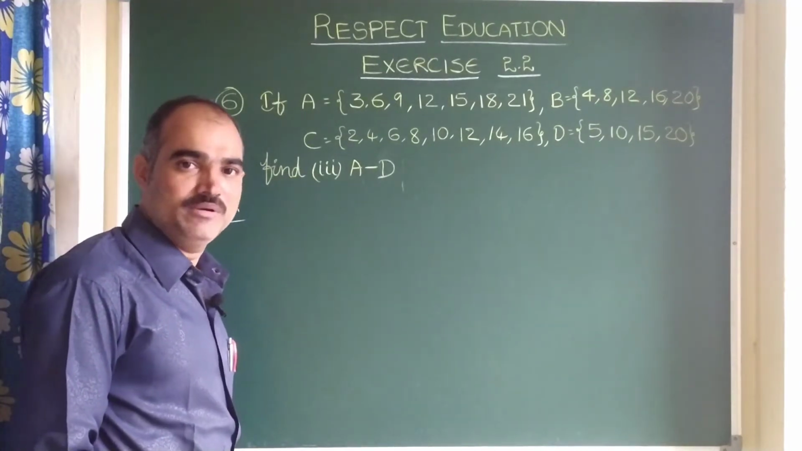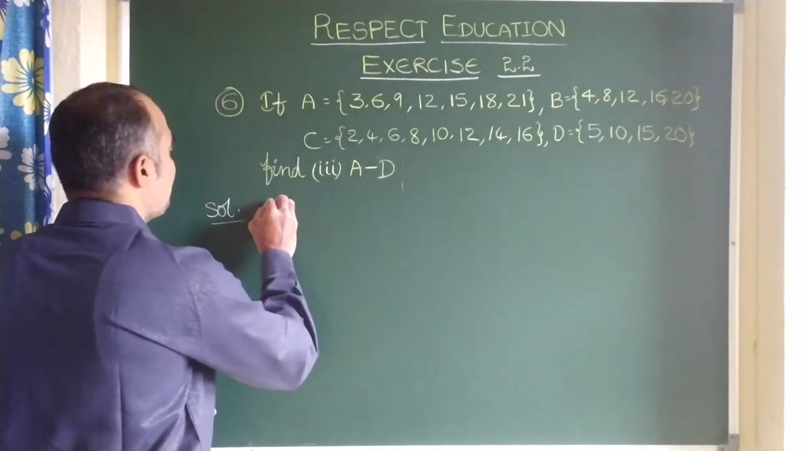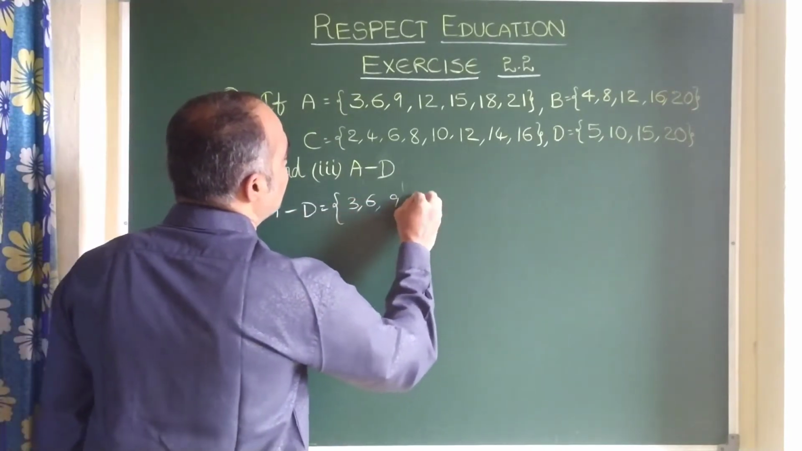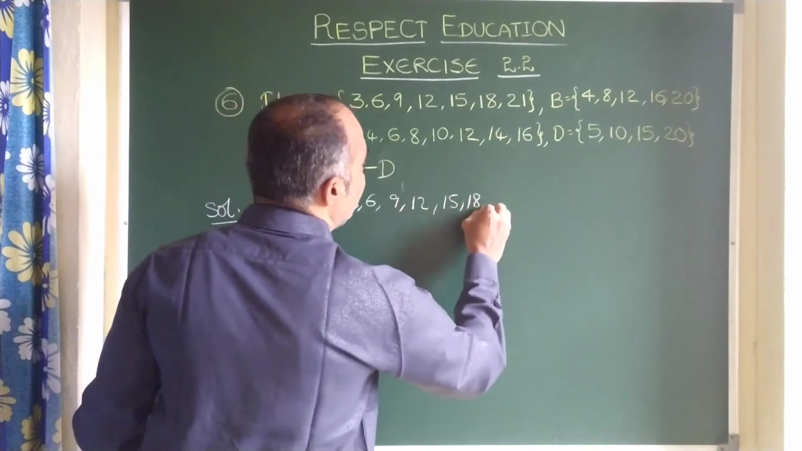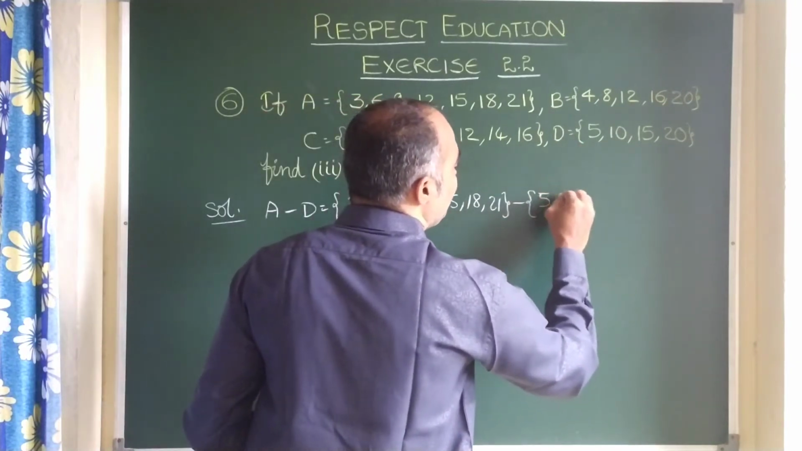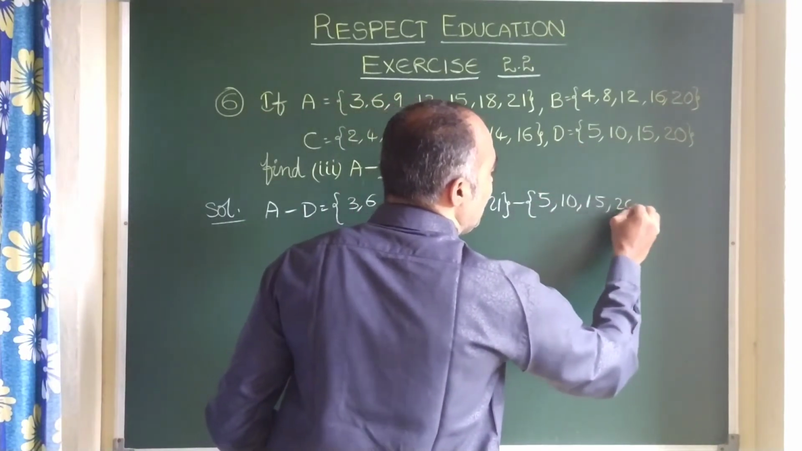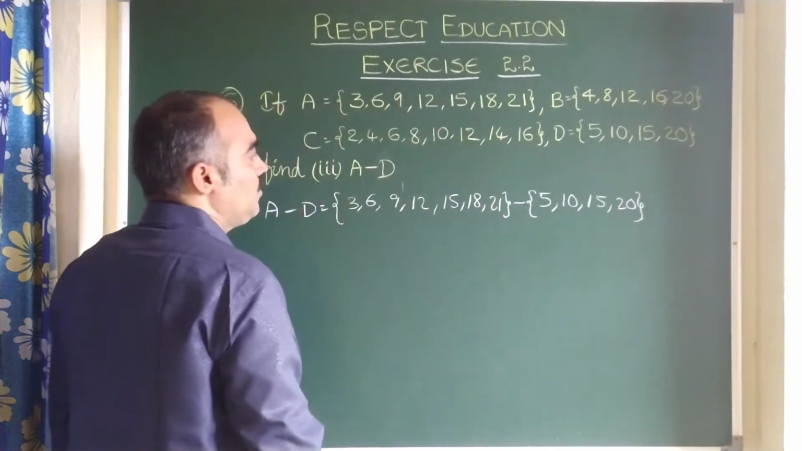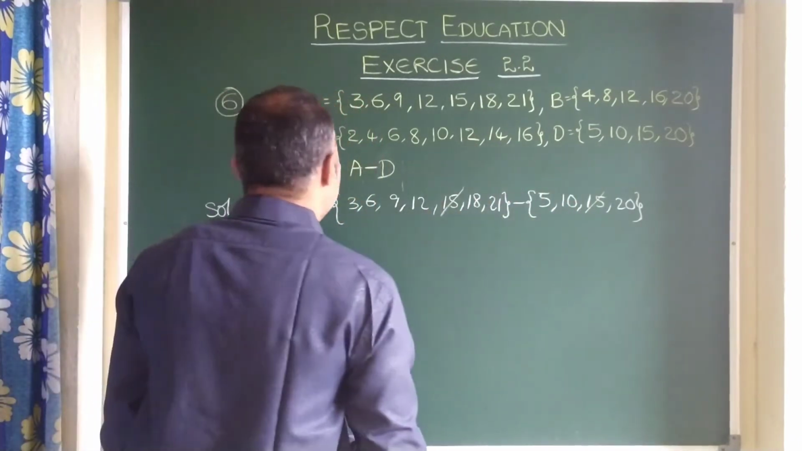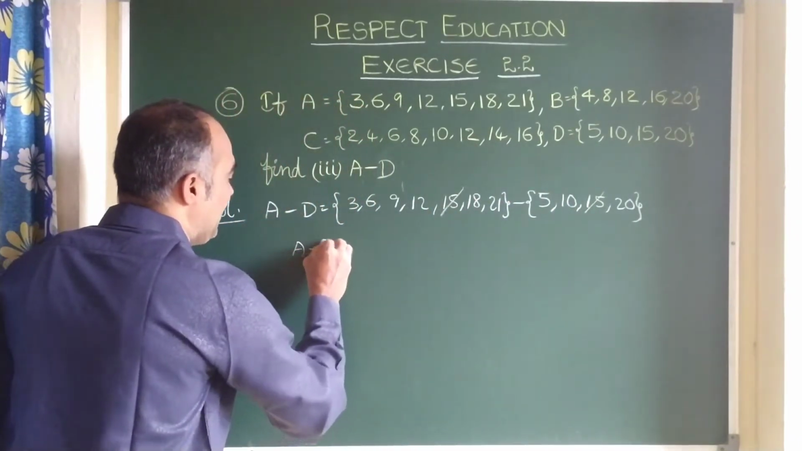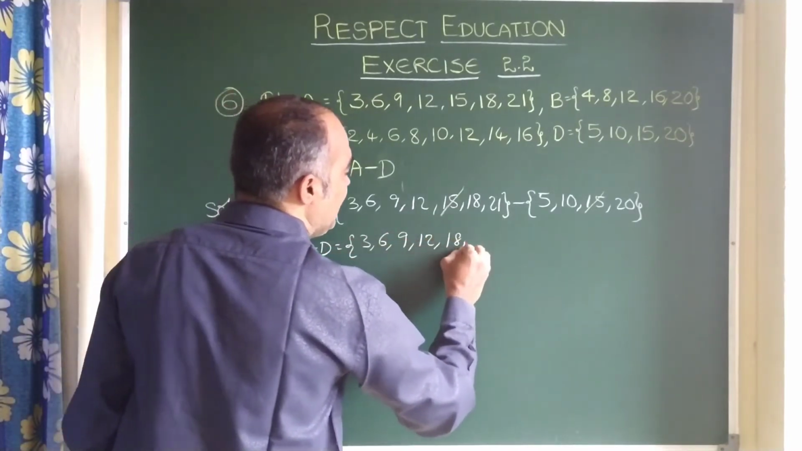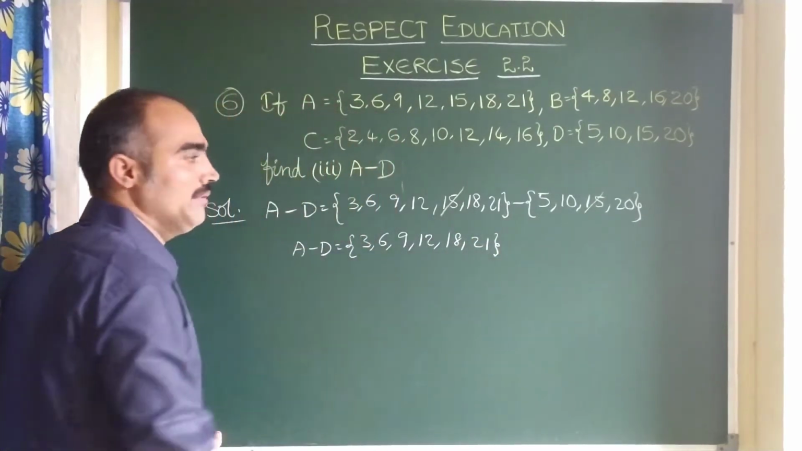Let us see the next bit, that is the third bit, A minus D. Let us write here A: 3, 6, 9, 12, 15, 18, then 21. D is 5, 10, 15, then 20. So here which numbers are there in common? 15, it is there. That's all, children. So let us write the leftover values in A: 3, 6, 9, 12, 18, then 21. This is the answer for A minus D.